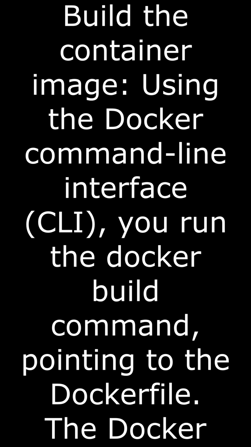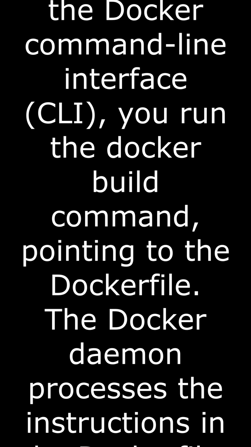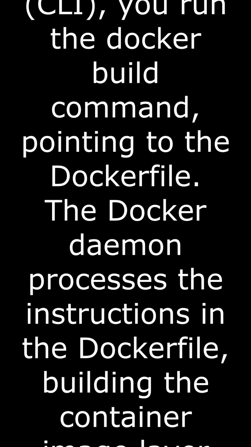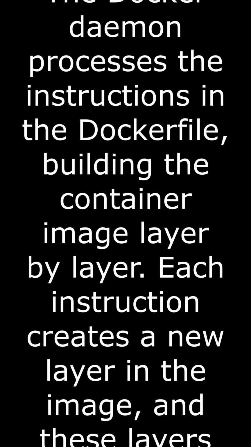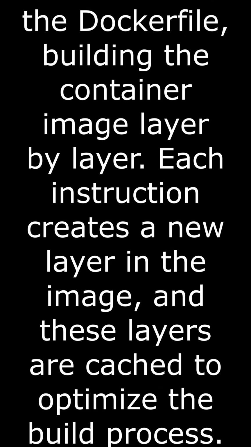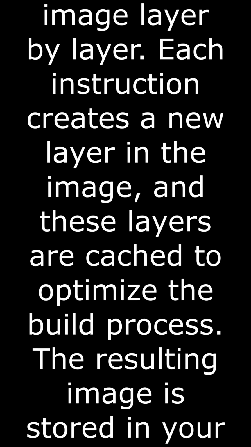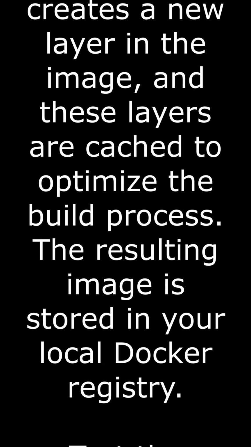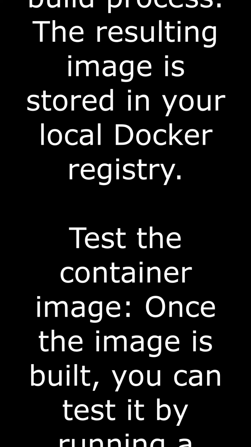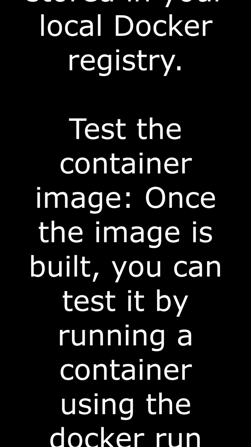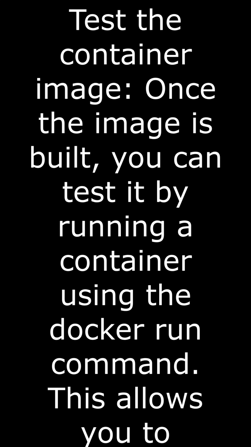Build the container image. Using the Docker command line interface, CLI, you run the docker build command, pointing to the Dockerfile. The Docker daemon processes the instructions in the Dockerfile, building the container image layer by layer. Each instruction creates a new layer in the image, and these layers are cached to optimize the build process. The resulting image is stored in your local Docker registry.